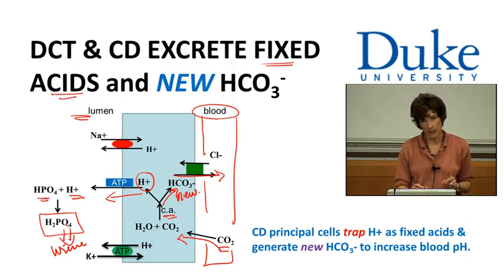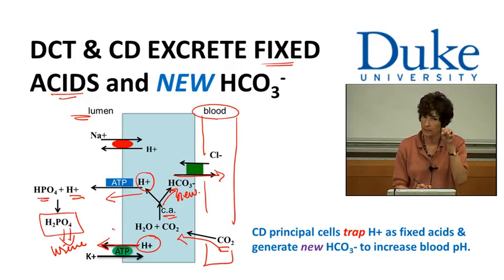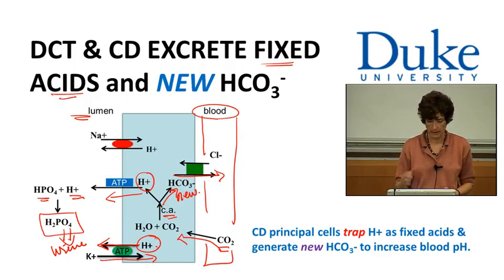There is one other way that we can move the free proton that we've generated from these cells, and that is through using that proton potassium ATPase, and that's what's shown here. So the proton can leave the cells and move into the lumen, get trapped by the titratable acid, and in exchange we have our potassium ion that can move into the cells.